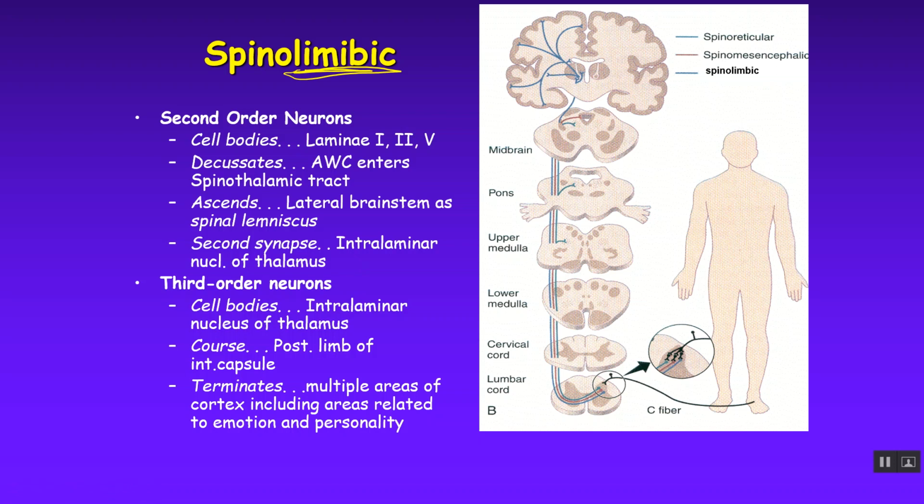So that's how I remember that the spinolimbic system is going to that middle part, that deep emotional part of my brain, that deeper part of the thalamus, the intralaminar nucleus. So it doesn't synapse in the VPL, it synapses in the intralaminar nucleus. Then the third order neurons go from the intralaminar nucleus of the thalamus up through the posterior limb of the internal capsule, just like everything else does, and then terminate in multiple areas of the cortex, including areas related to emotion and personality. Once it gets into the cortex, it goes to your cingulate gyrus, it might go to your amygdala, it might go to your fornix. It goes to all these limbic system structures to tell you about pain as it relates to previous emotional responses and experiences and so forth.